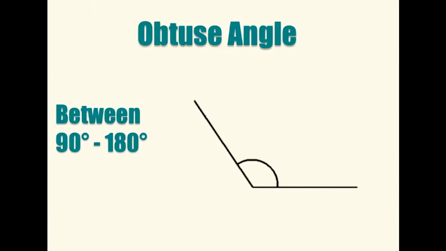So as you can see with the angle that we have on screen, it is bigger than a right angle. We don't know what degrees this angle is because it's not marked on and we haven't measured it with a protractor, but we can see it's bigger than a right angle and it's less than a straight line. So we know this is an obtuse angle.